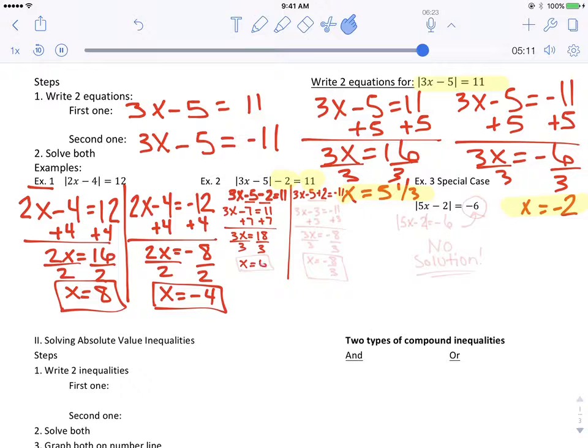X equals 6. In the second equation, again, we combine like terms. So 3x minus 3 equals negative 11. We add 3 to both sides. So 3x equals negative 8. We divide both sides by 3. So x equals negative 8 thirds.